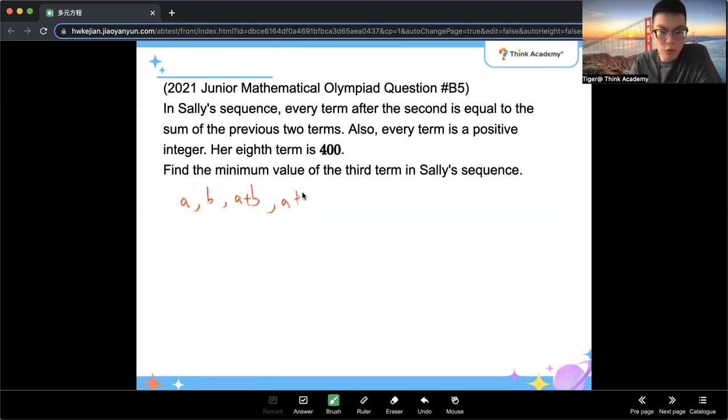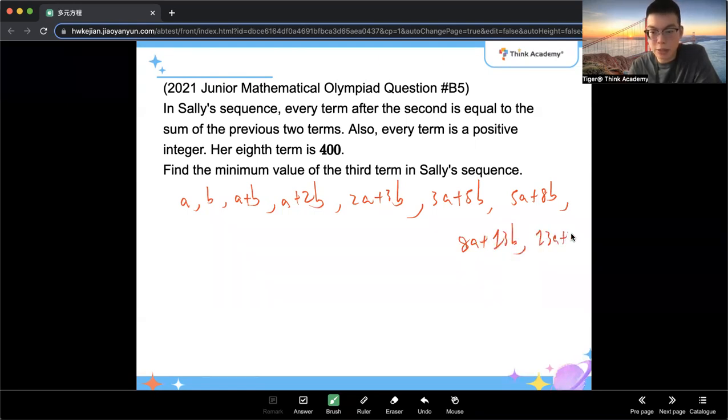So we are just going to list out all the terms. A, B, A adding B, A adding 2B, 2A adding 3B, and then 3A adding 5B, 5A adding 8B. How many terms do we have now? 6. All right. So then we have 8A adding 13B and 13A adding 21B. So that's going to end up with 13A adding 21B is 400. Yeah, so that's a little bit hard to solve.